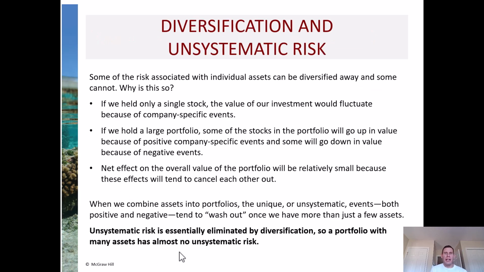Now, some of the risk associated with individual assets can be diversified away and some cannot. So why is this the case? Well, if we held only a single stock, the value of our investment would fluctuate because of company specific events, right? If we hold a large portfolio, some of the stocks in the portfolio will go up in value because of positive company specific events, and some will go down in value because of negative events. So the net effect on the overall value of the portfolio is going to be pretty small because what will typically happen is they'll just cancel each other out.